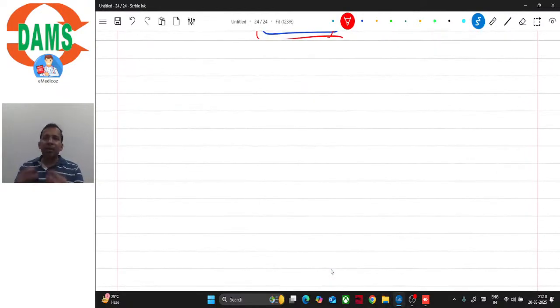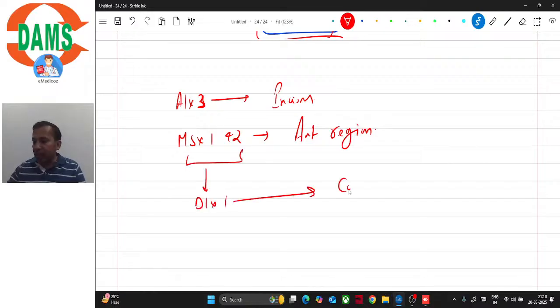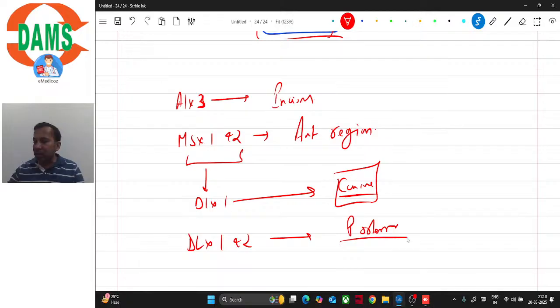Then there are certain genes which are responsible for the morphology of individual teeth. So ALX3 is responsible for incisors, right? Then there is MSX1 and 2, which is expressed in anterior region. Along with MSX1 and 2, DLX1 is expressed in canine region, right? It is also expressed in canine region. DLX1 and 2, these are for the posterior region, right? These are for the posterior region.